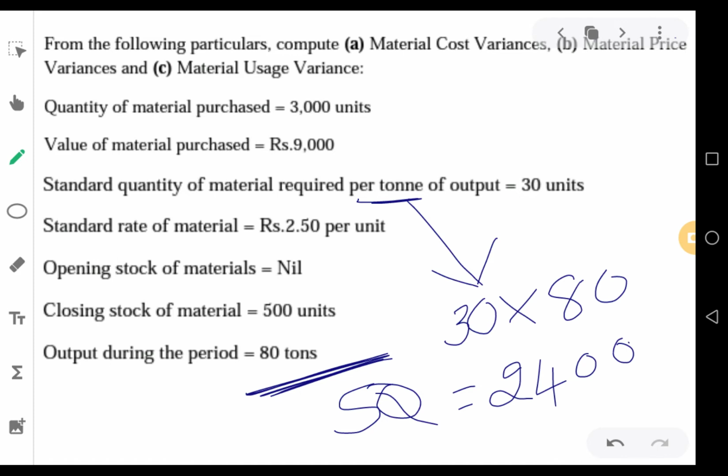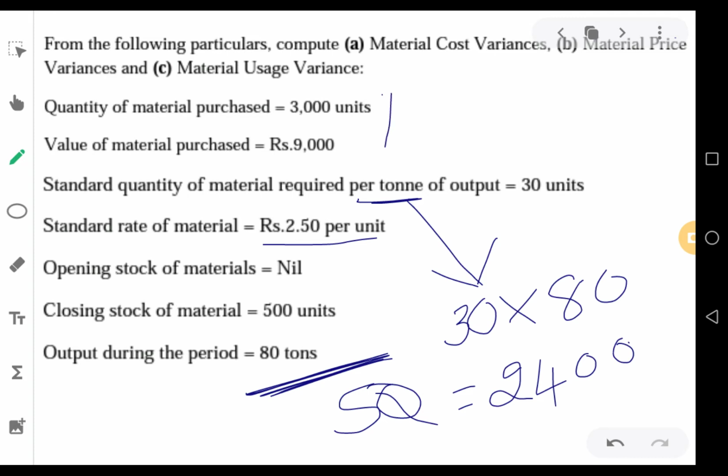Once again, standard material required per ton of output is 30 units, and the actual output manufactured during that period is 80 tons. Therefore, if they need 30 units for manufacturing 1 ton, they obviously need 2400 units to manufacture the actual output of 80 tons. We arrive at that 2400 by multiplying the 30 units per ton into the number of tons, that is 80 tons. So, we got the standard quantity and we have the standard rate per material, that is 2.50.